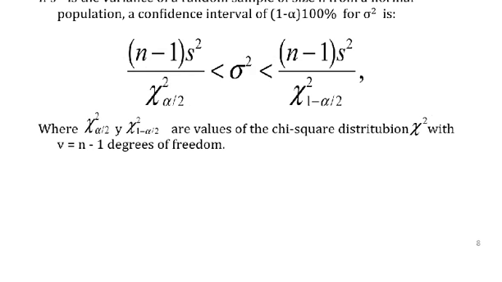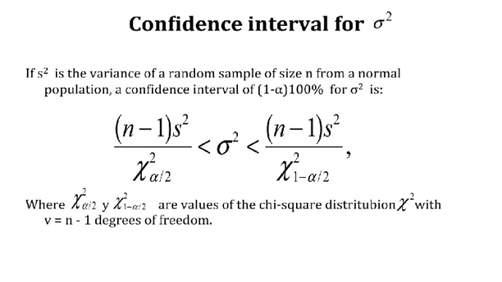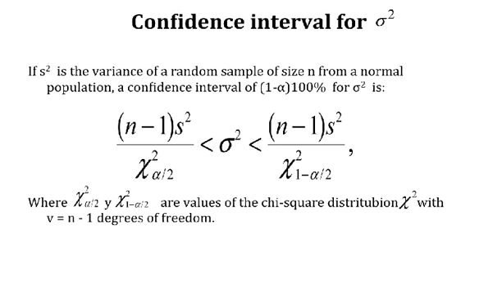And finally, we are going to talk about the confidence interval for sigma squared. We have talked about the mean, and for the mean we have two options, with n greater than 30 and with n less than 30. We also talked about the proportion, and we have just one option for the proportion, and we are going to talk about the variance, and we also have just one option for the variance. If you have a random sample from a normal distribution, then this is the confidence interval for sigma squared.